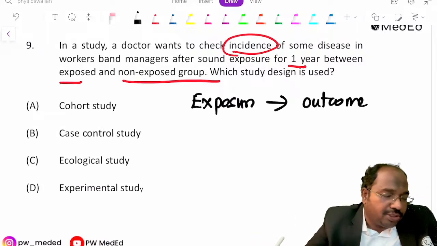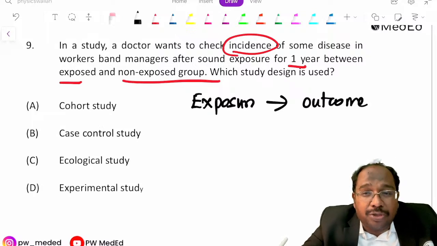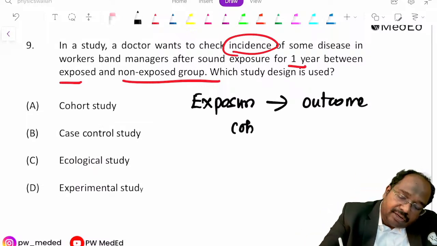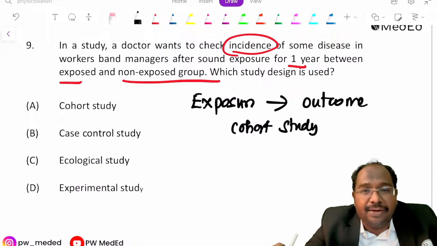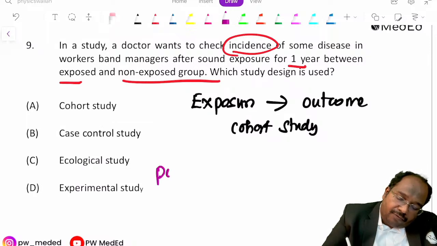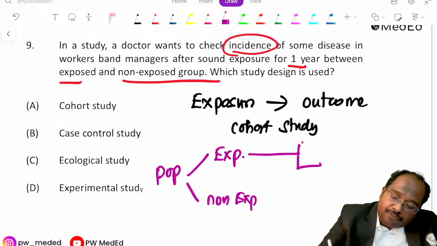Okay, exposure to outcome. What is the study design? If it goes from exposure to outcome, then it is a cohort study. It is a cohort study, right? Cohort study: from the population, select exposed and non-exposed. Follow them. Disease will develop, no disease.